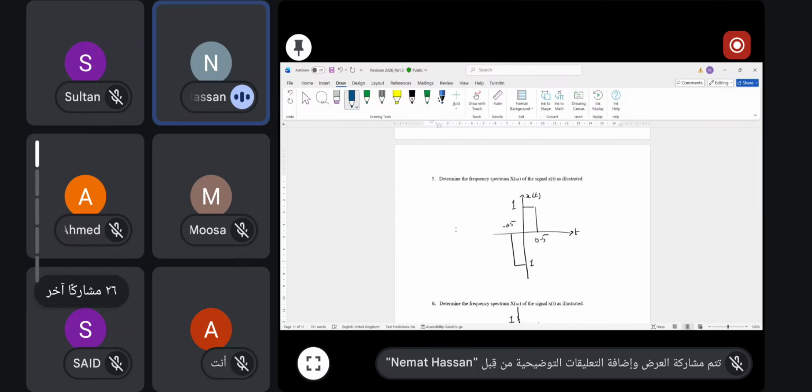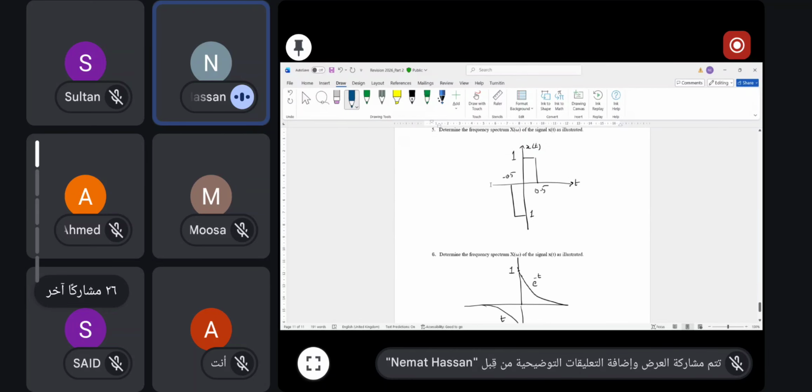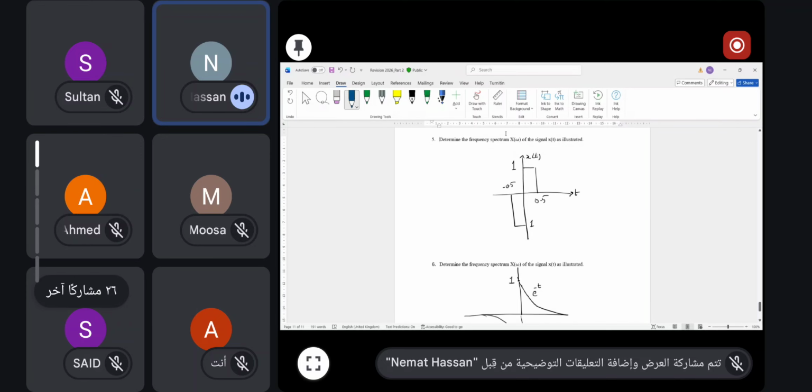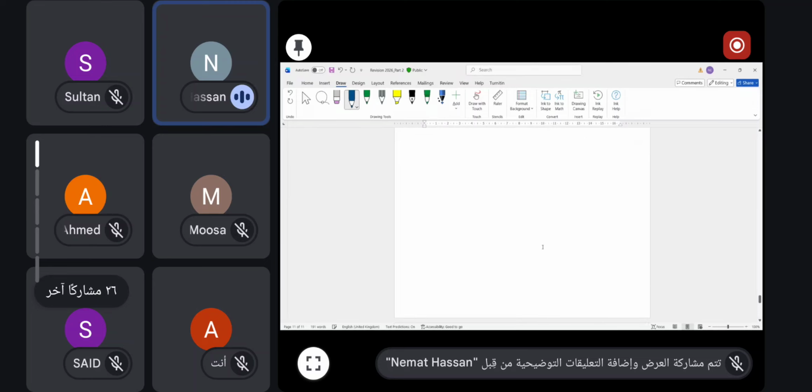Last part, which is Fourier transform. Fourier transform is direct. So here it says, determine the frequency spectrum X of omega of this x of t. This is straightforward, because we know the formula. X of omega is equal to the integral from minus infinity to infinity of x of t e power minus j omega t dt. This is the standard formula, and it's available in the formula sheet. Again, you don't have to memorize it.